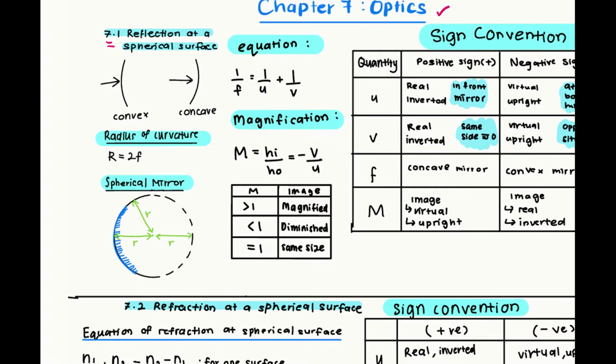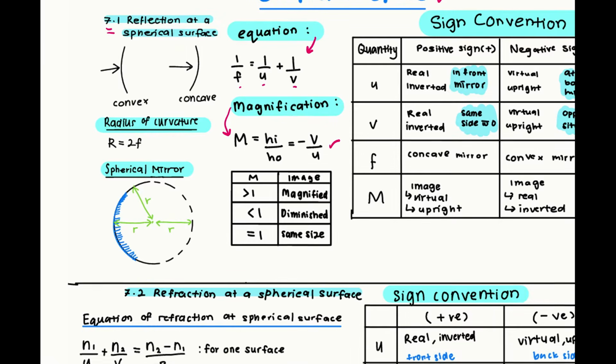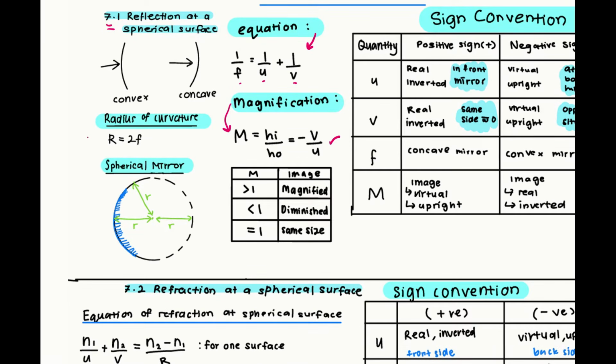For this subtopic, we have the mirror equation, because reflection happens at mirror. So 1 over f is equal to 1 over u plus 1 over v. And we have also the equation of magnification, m equal to negative u over v and hi over ho. And also we have the relationship between the radius and the focal length.